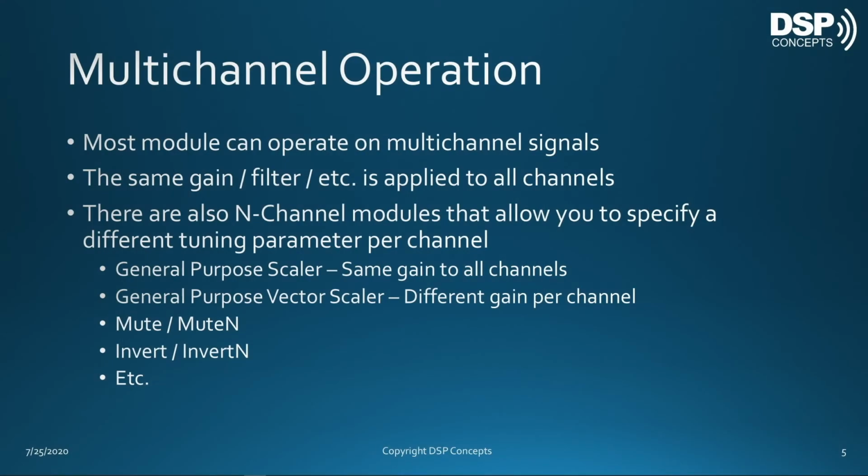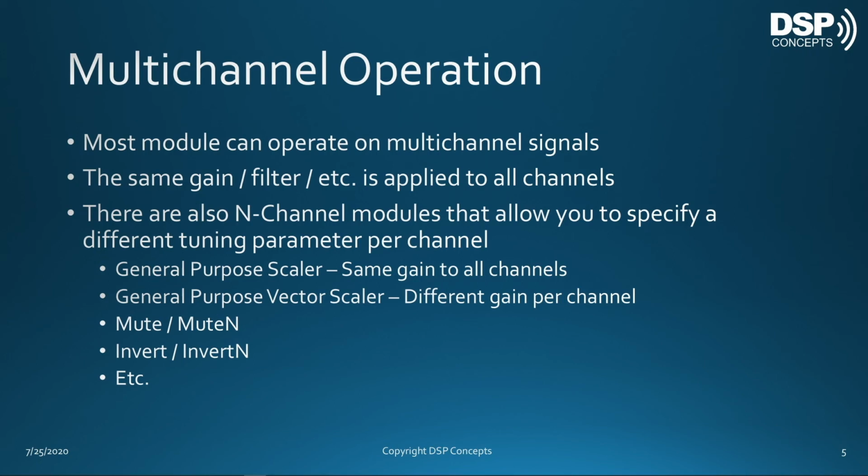Another concept in AudioWeaver is that most modules support multi-channel operation. That is, they can work on mono, stereo, or any number of channels in a wire. And for most modules, the same gain or filter coefficients and so forth are applied to all the channels. There's also a set of N-channel modules that allow you to specify a different tuning parameter per channel. For example, there's a general purpose scalar, same gain to all the channels. There's a vector scalar, different gain per channel. And then we also have mute, mute N, invert or invert N, where the N-channel modules are the multi-channel ones.